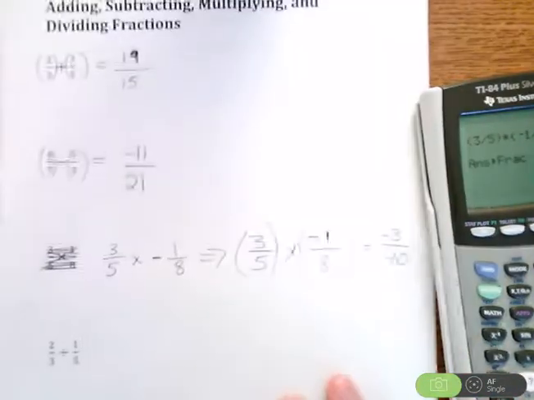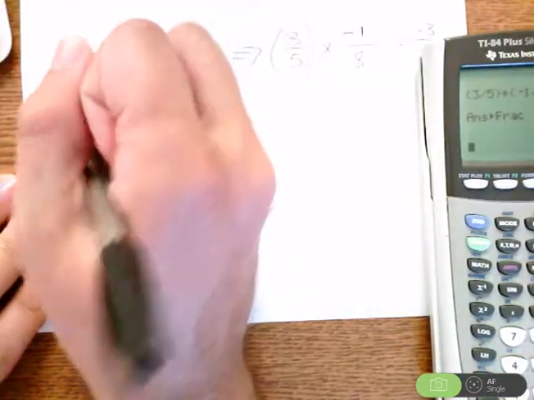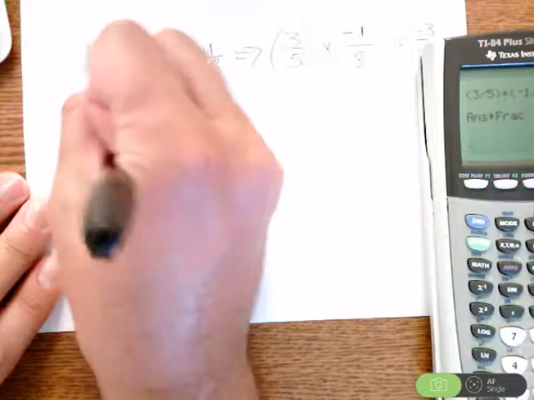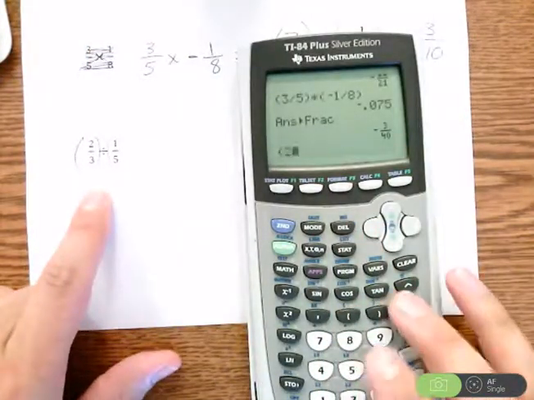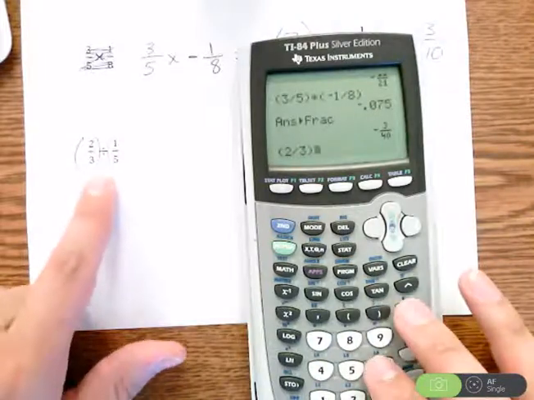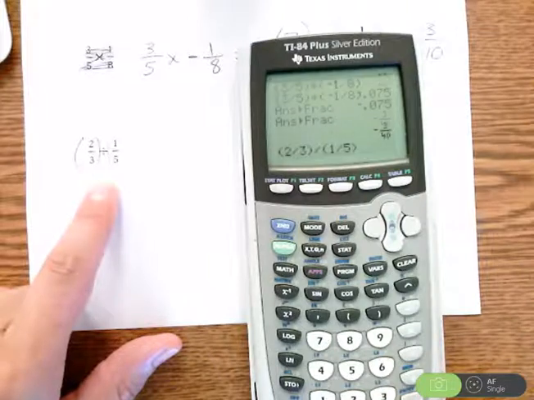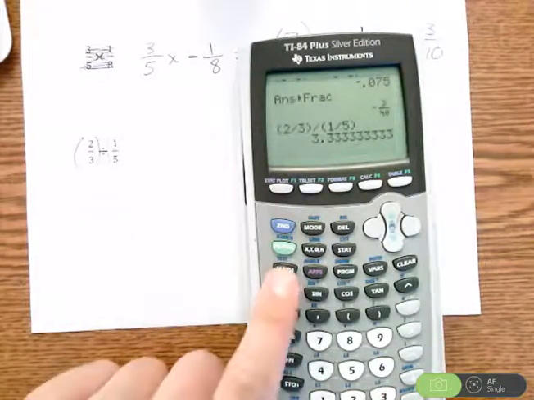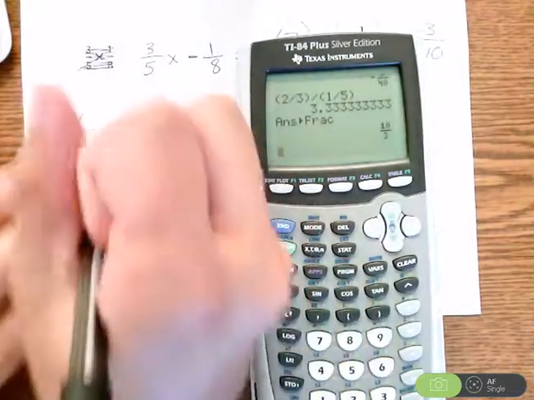Final problem here, and it's a division problem. So again, use the parentheses, and I'll show you at the end why we want to do that. So I have parentheses, 2 divided by 3, parentheses, division, parentheses, 1 divided by 5, parentheses. Enter, 3.33, math, frac, and I get 10 over 3.